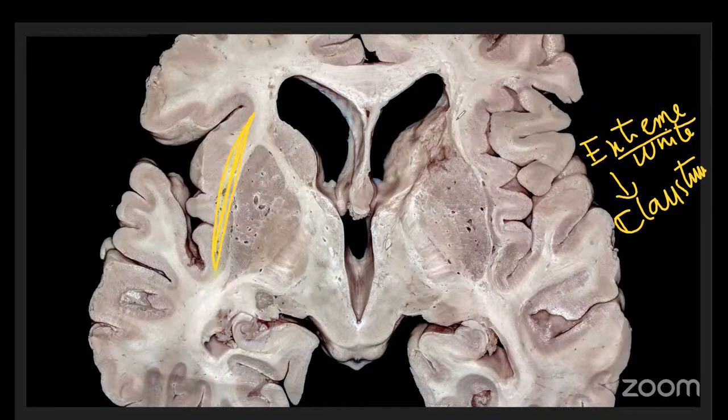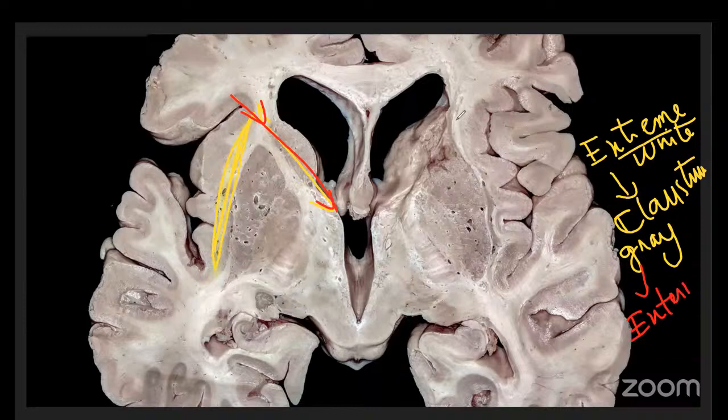Okay. So we have the extreme capsule, which is a band of white matter. Then we have the claustrum, which is a small portion of gray matter. Inside the claustrum, we are going lateral to medial, or outside to inside. This is the direction that we are going in. Right now, we are somewhere here. Let me change the color, so that it's more visible. At this point we're at the extreme capsule, then we have the claustrum, which is the gray matter. After claustrum, we have the external capsule, which is again white matter.